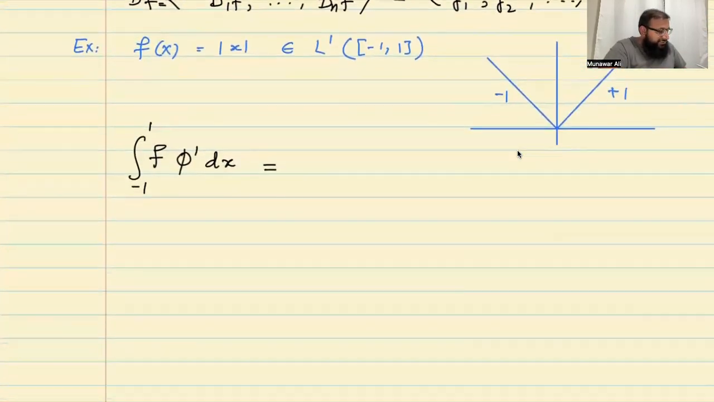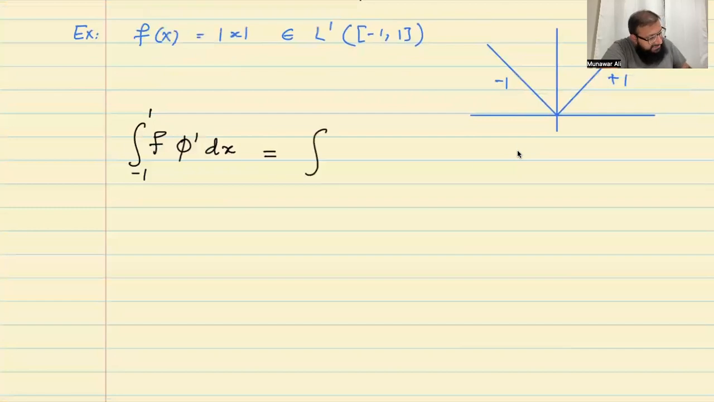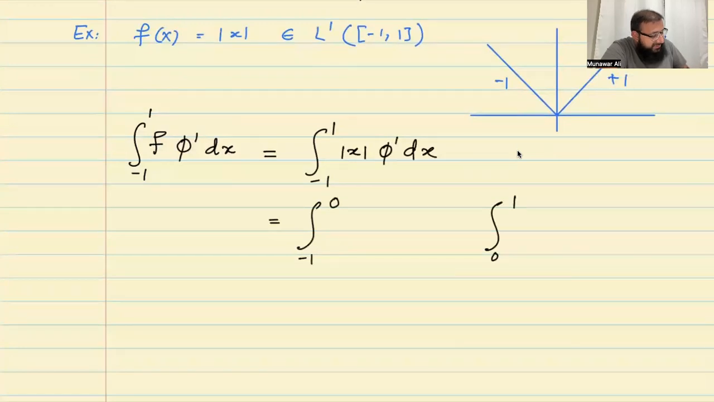Okay. So from -1 to 1, my f is absolute value of x times phi prime dx. But you know very well how I can define mod of x. So it's from -1 to 0, and from 0 to 1, it has two different values. So it's negative x here, and it's positive x here, times phi prime dx.